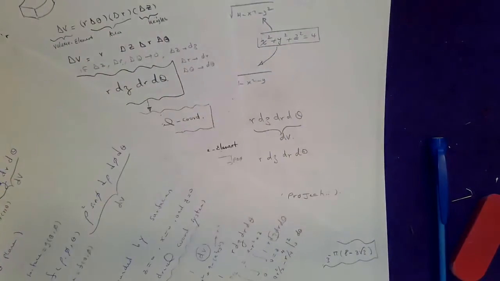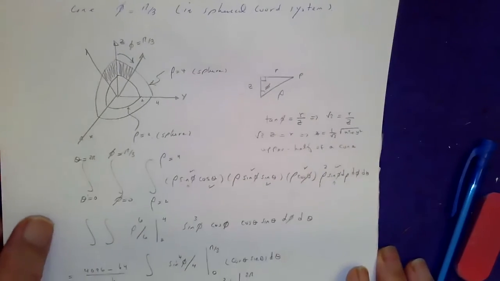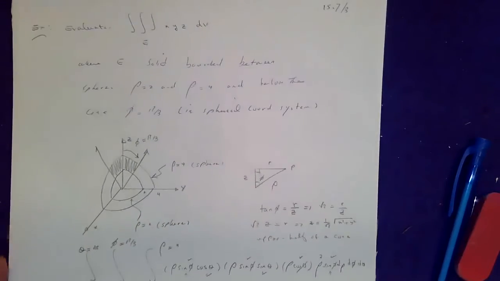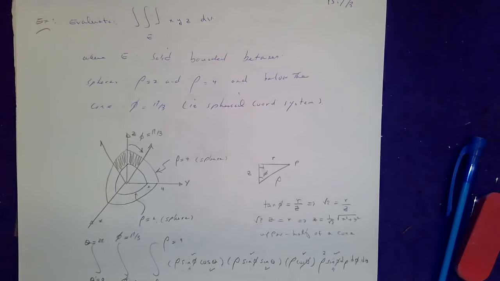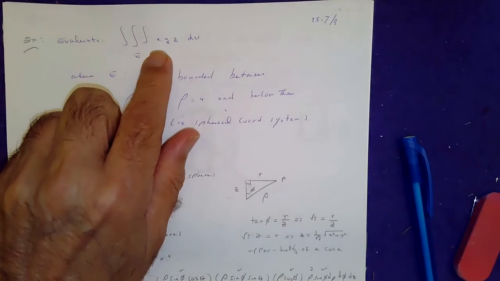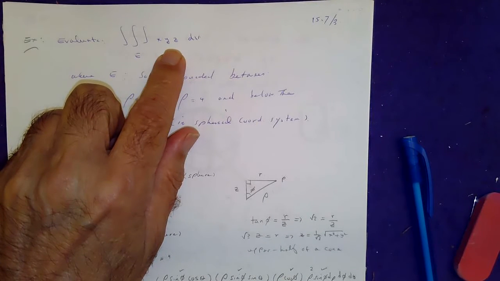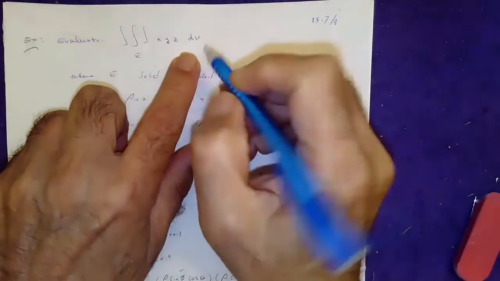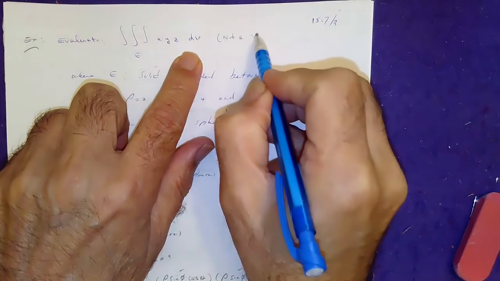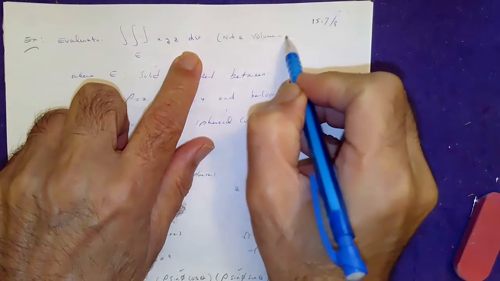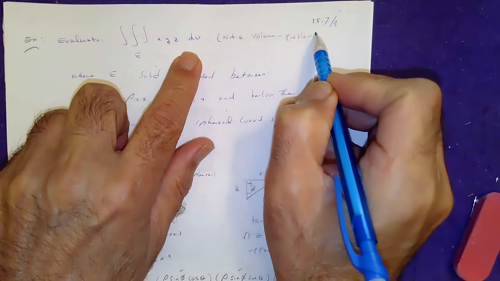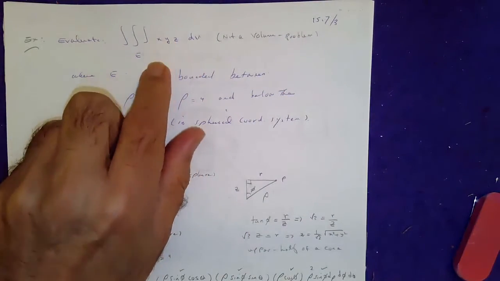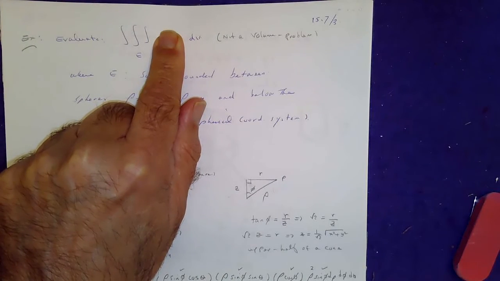Okay, so now let's do a couple of problems here just to make sure we fully understand how this works. Suppose I am asked to evaluate this triple integral. The integrand is xyz, so this is not a volume problem. For this to be a volume problem, the integrand has to be 1, remember?